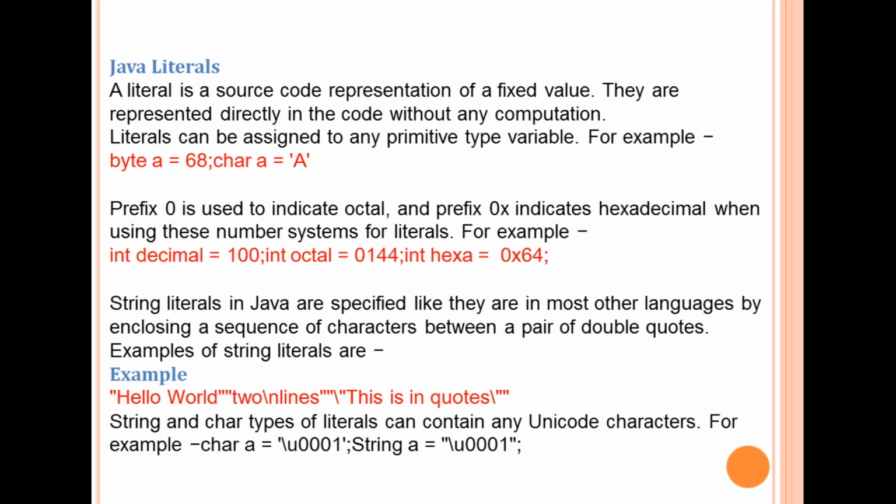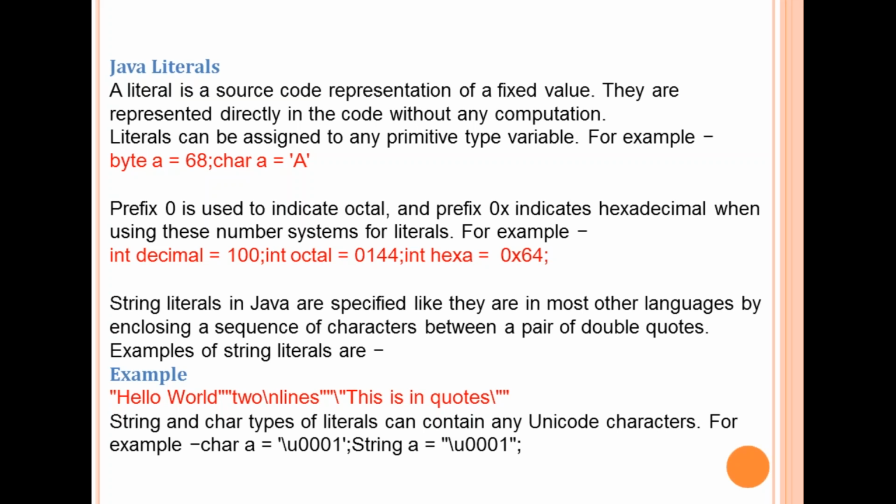Byte, int, long, and short can be expressed in decimal base 10, hexadecimal base 16, or octal base 8 number systems as well. Prefix 0 is used to indicate octal, and prefix 0x indicates hexadecimal when using these number systems for literals. For example, int decimal equals 100, int octal equals 0144, int hexa equals 0x64.